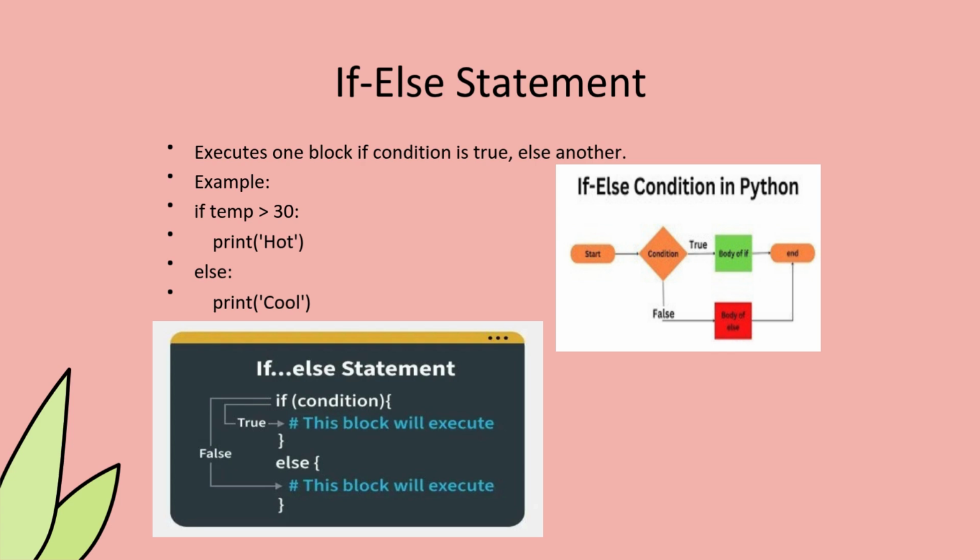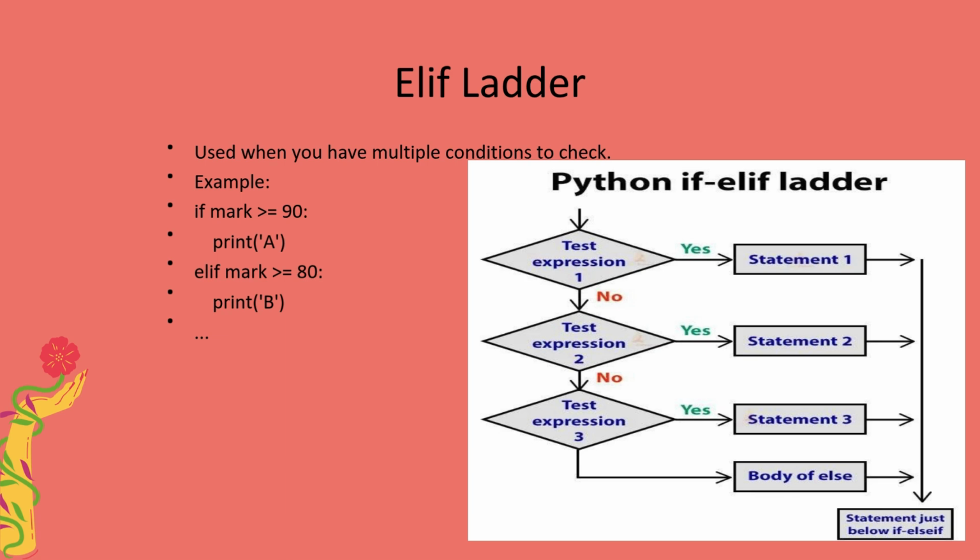Now, let's talk about situations where you have more than two possibilities to choose from. That's where the elif ladder comes in. Elif stands for else if. It lets you check multiple conditions one after another in a clean and structured way. Here's how it works. Python starts by checking the first if condition. If it's true, that block runs and the rest are skipped.